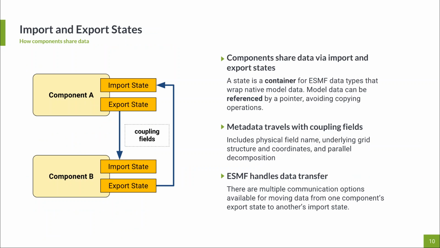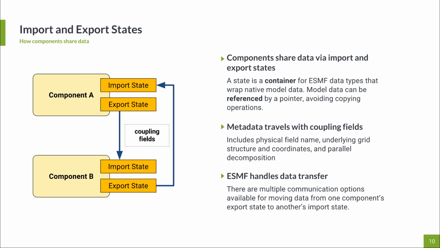So to communicate between components, we use this concept called a state. Each component has an import state and an export state. The states are containers for other ESMF data types, such as the field object. Typically, when you're building a coupled system, you will put a set of fields into the import state that you expect a model to bring in from another model component. The metadata about these fields travels with the fields themselves.